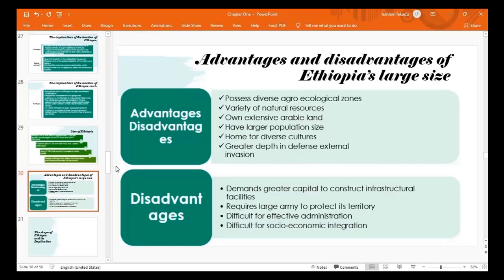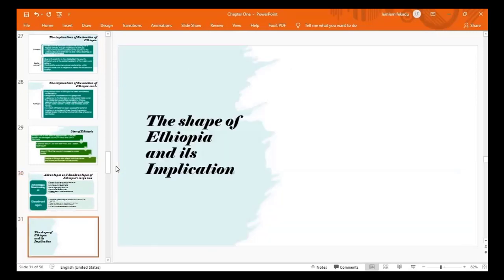When we see the disadvantages, it demands greater capital to construct infrastructure facilities. Due to the larger size of the country, it requires a large army to protect its territory. Also, it is difficult to have effective administration due to the larger size, and it is difficult to achieve socio-economic integration. These are the possible disadvantages of the larger size of the country.